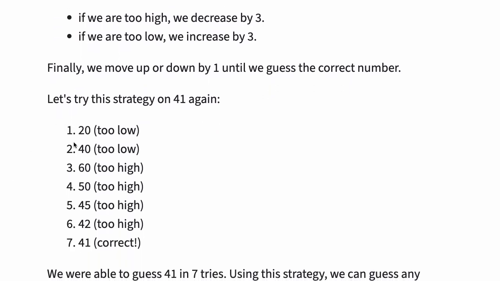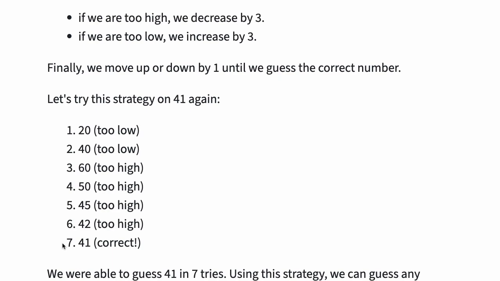First we guess 20, and then 40, and then 60, which is too high. Then we decrease by 10 to 50. This is still too high. Then we decrease by 5 to 45. And then we decrease by 3 to 42. Then we decrease by 1 to 41. And we hit the correct answer. We were able to guess 41 in 7 tries. Using this strategy, we can guess any number in 10 tries or less. This is significantly less than 19.